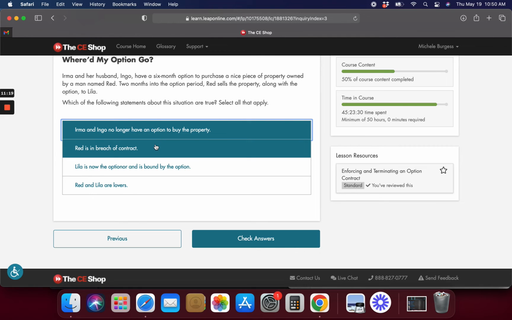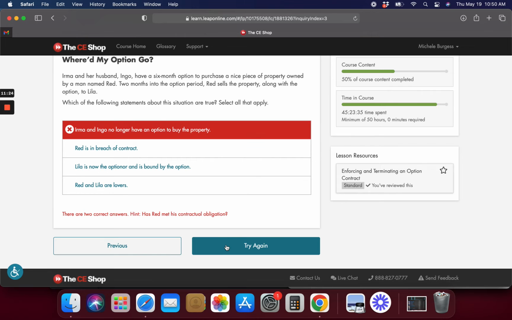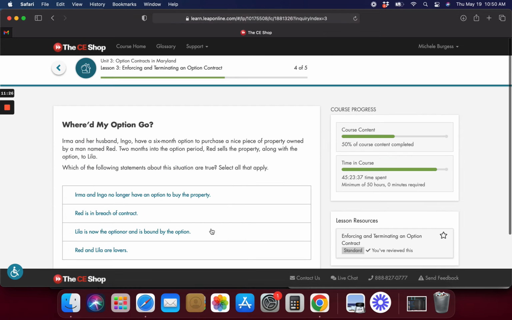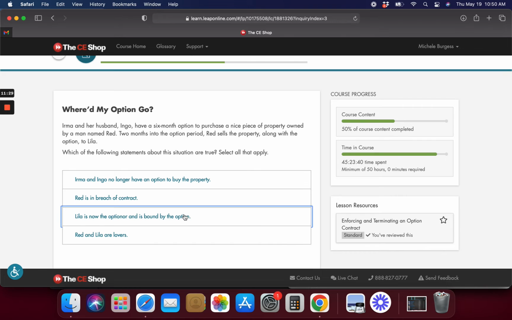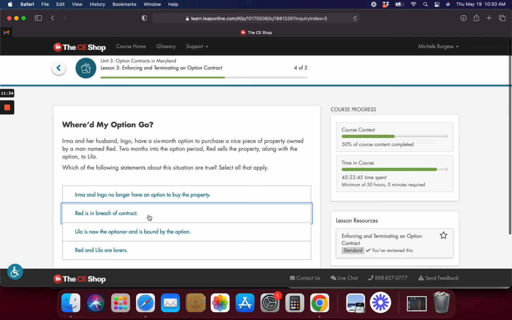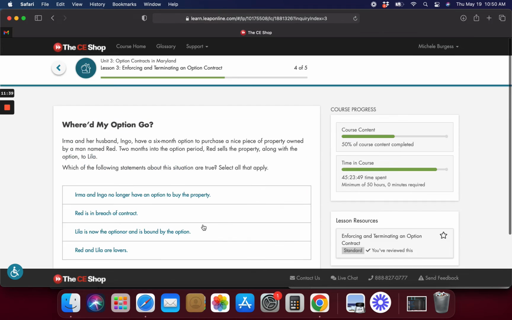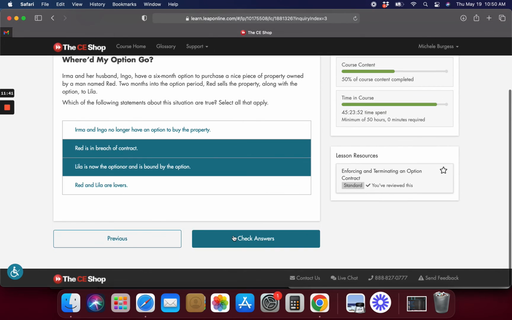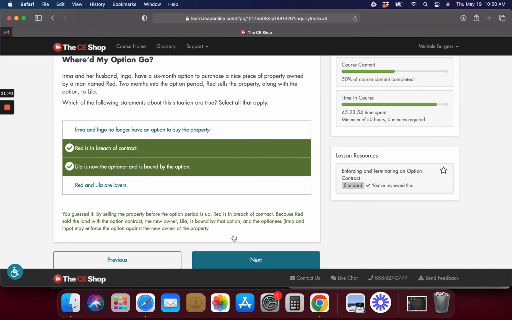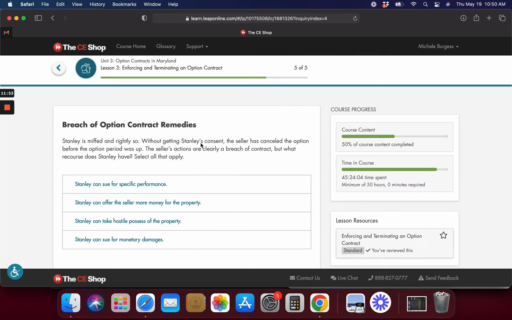Okay, so he's not in breach. Okay, I guess he's in breach of contract. All right. Okay, so Leela is now the seller and not the buyer, and is bound by the option. All right, that doesn't make any sense to me, but okay.